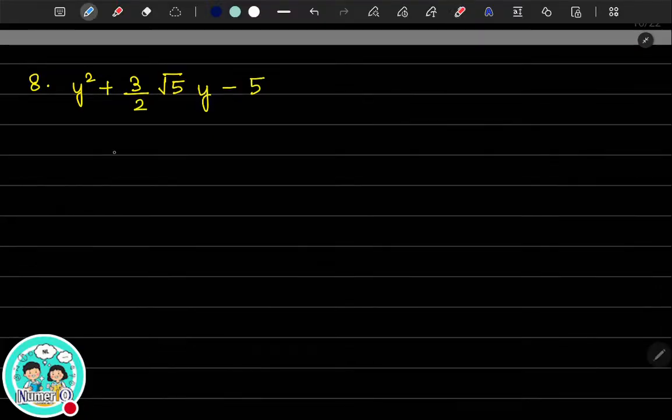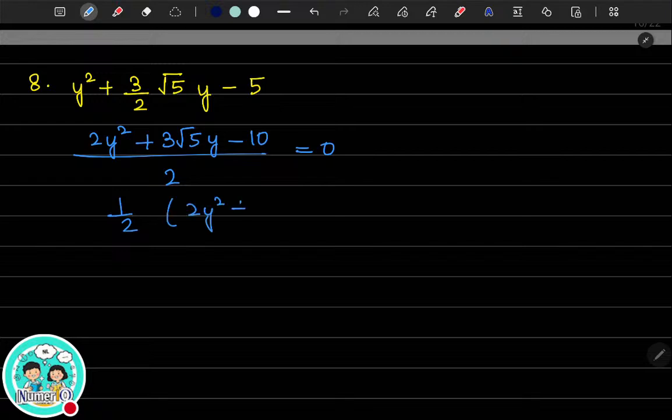Okay, so whenever you have a fraction, it's better you take the LCM and make sure that all your coefficients are whole numbers in the very beginning. Right? So you have, say, 2 as the LCM. So the numerator will have 2y square plus 3 root 5y minus 10 equal to 0. Okay, so take 1 by 2 common out. You will have 2y square plus 3 root 5y minus 10 equal to 0.